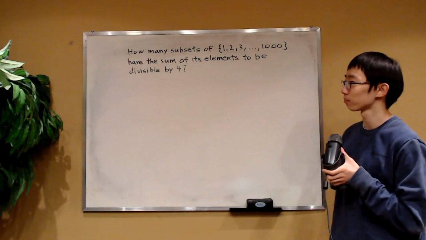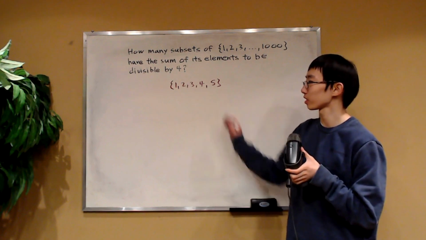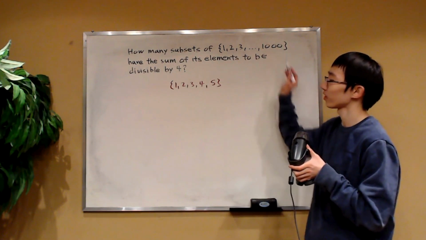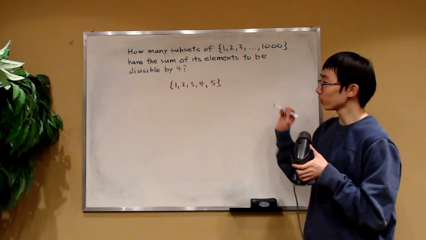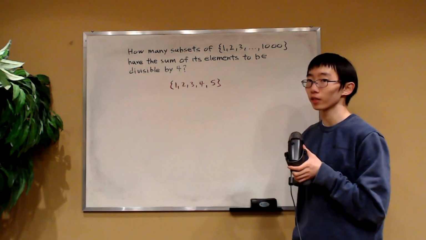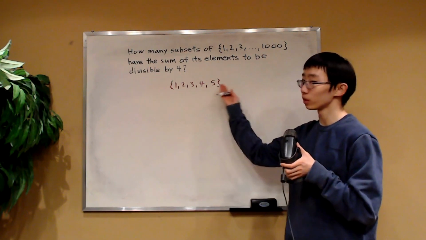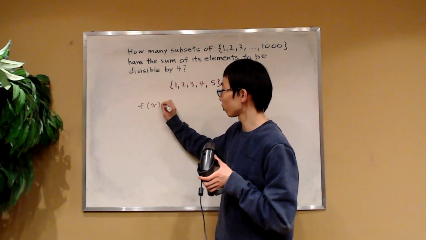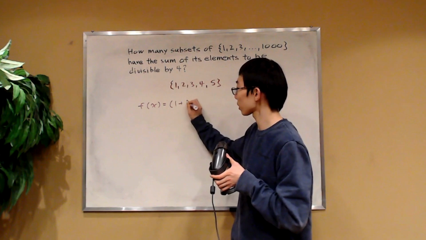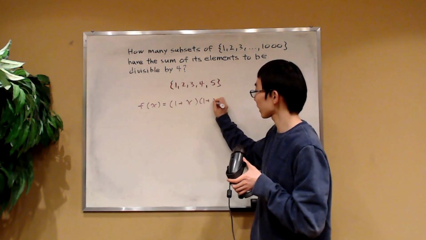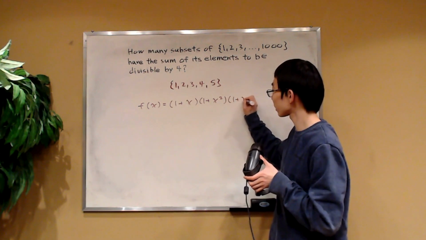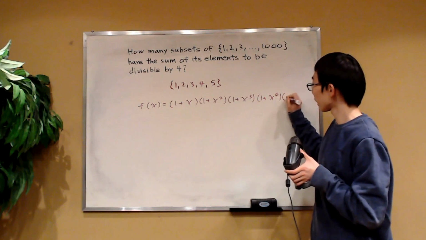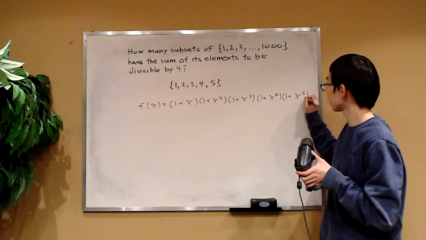I think the best way for me to explain what I mean by generating function is by considering a simpler example. Okay, so I've simplified our set. Here we only have the numbers from 1 to 5, whereas here we had 1 to 1000. Now, we can use a function to model the sum of the elements of any subset of this set. And this function is f of x is equal to (1 plus x) times (1 plus x squared) times (1 plus x cubed) times (1 plus x to the 4) times (1 plus x to the 5).